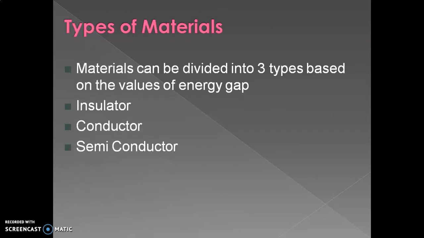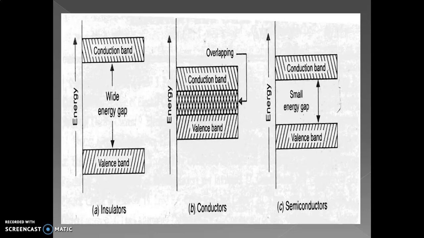The types of material. The materials can be divided into three types based on the values of the energy gap: insulator, conductor, and semiconductor. See the energy level diagram. In this energy level diagram, insulators have a wide energy band gap. Examples of insulators: wood, glass.